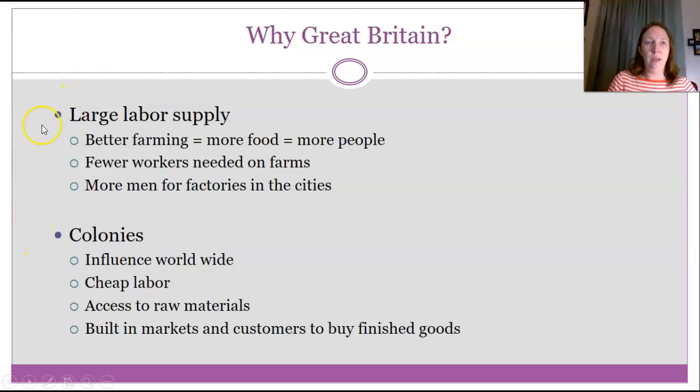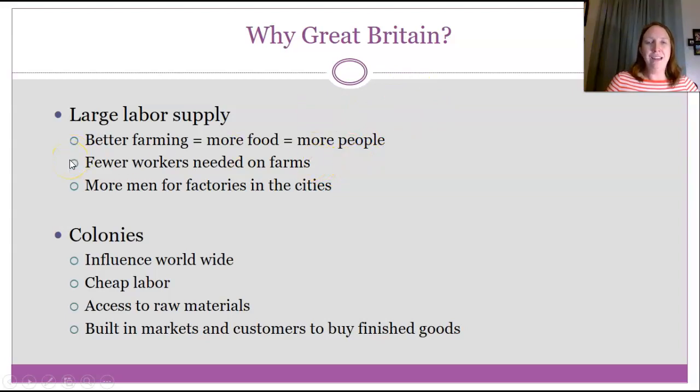Well, they had a large labor supply. Why did they have a large labor supply? Because they had a population boom. As we learned about with the Columbian Exchange, there was more access to food, there was a greater exchange of ideas, and farmers started getting their own innovations and their own new strategies for farming. And so overall, there were better farming techniques. Better farming techniques means more food, and more food means that more people can be supported, and so the population can and does boom, it explodes.